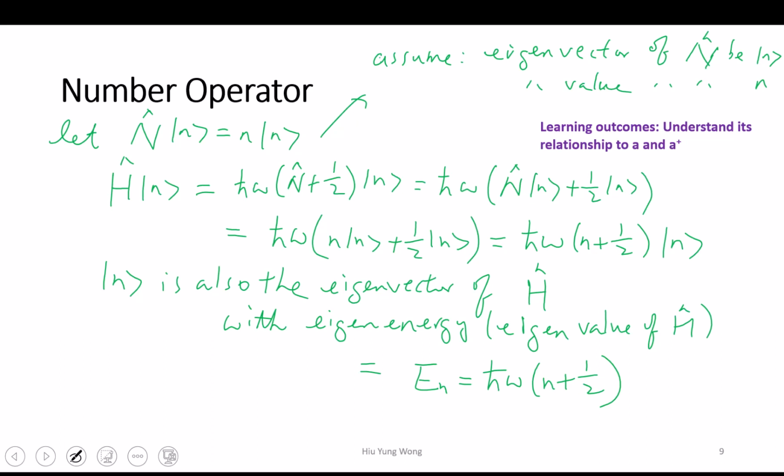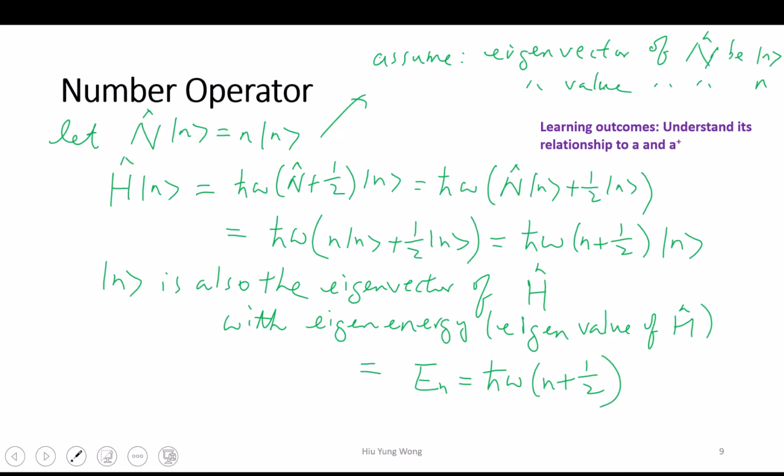Somehow if we come up with an operator called n, and this n is A dagger times A, it has an eigenvector. Everything has an eigenvector. But it turns out this eigenvector is also an eigenvector of the H, of the total energy. And the eigenvalue is a quantum of energy, H bar omega, where omega is the resonance frequency, times (n plus 1/2).